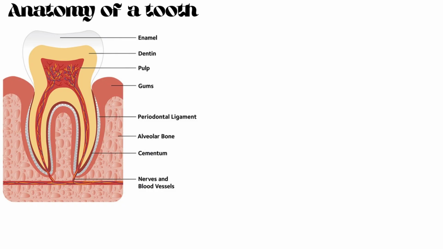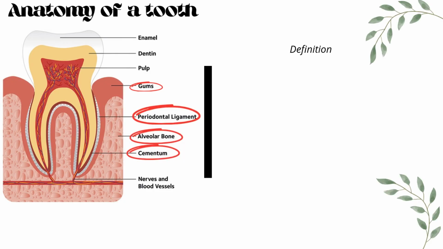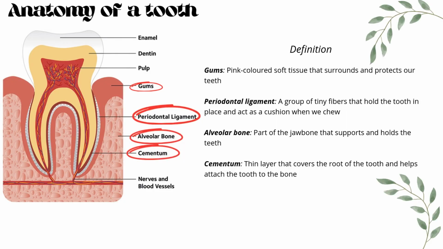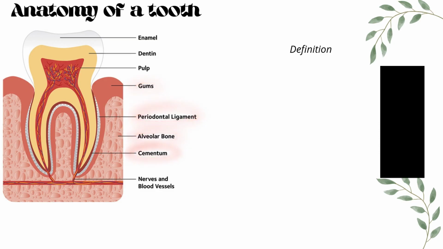So let's start off with the basic anatomy of the tooth, and these are the supporting tissues that hold the tooth in our mouth. Such tissues are the gums, periodontal ligament, alveolar bone, and cementum. Gums are the soft tissues that surround and protect our teeth. The periodontal ligament is a group of tiny fibers that hold the tooth in place and act as a cushion when we chew. Alveolar bone is the part of the jawbone that holds the teeth. And lastly, the cementum is a thin layer that covers the root of the tooth.